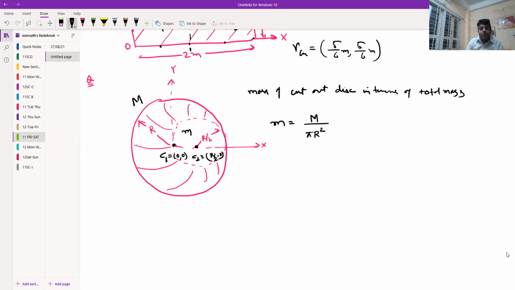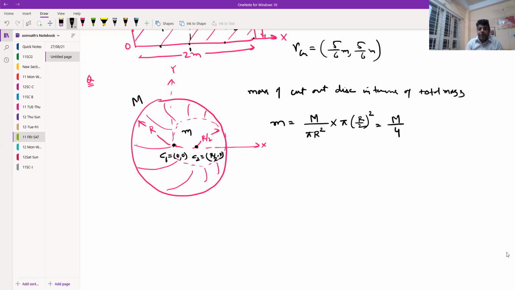So what we can write: capital M is the total mass per unit total area. So we have mass per unit area into the area of the cutout portion. What is the area of the cutout portion? Pi r whole square, so we get M by 4. That means if capital M is the total mass, the mass of the cutout portion is M by 4. Yes or no?